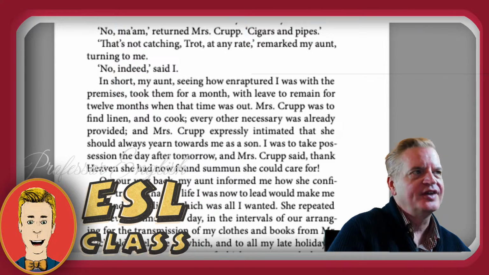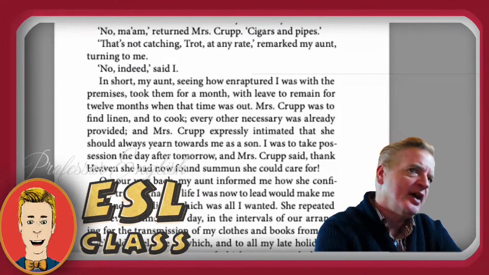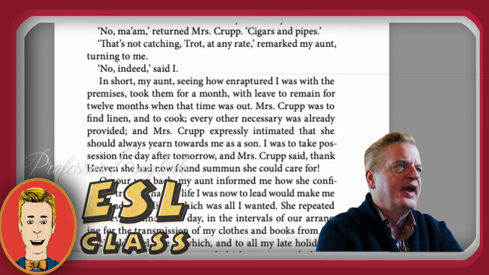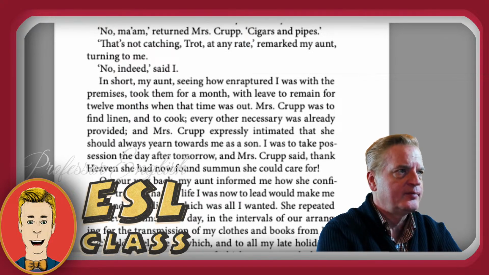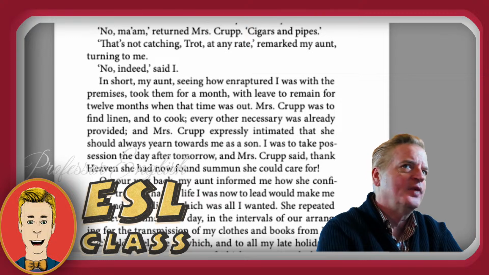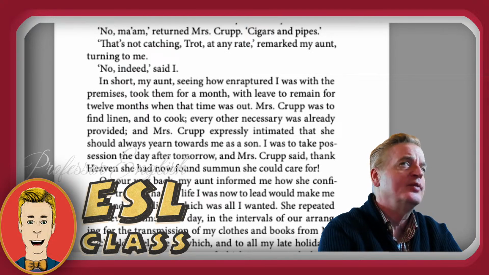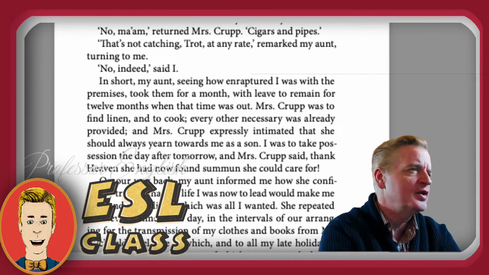In short, can you say it like that? Try to go up, down, in short. That's a very natural sound. My aunt, seeing how enraptured I was with the premises. Okay, his aunt is renting him an apartment so he can go to school, and he's very excited about that. Enraptured means extremely happy. My aunt, seeing how enraptured I was, seeing how extremely happy I was with the premises.